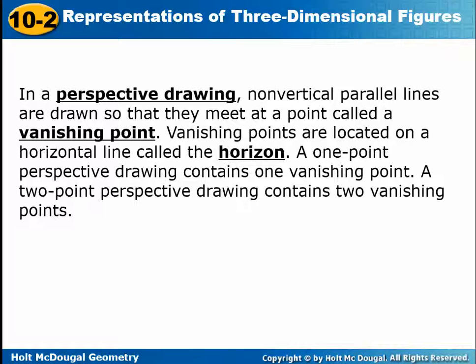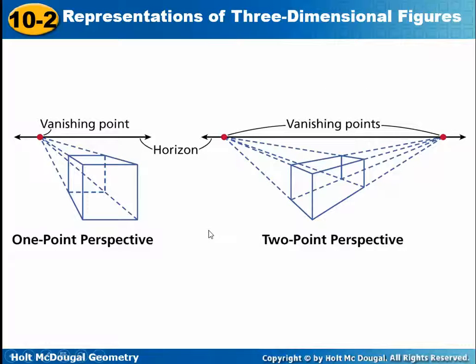Perspective drawing, you may have learned about this in art class. Non-vertical parallel lines are drawn so that they meet at a point called a vanishing point. Vanishing points are located on a horizontal line called the horizon. You can either have a one-point perspective drawing where there's one vanishing point or a two-point perspective drawing containing two vanishing points. This is how that would look different for these rectangular prisms from either one vanishing point or two vanishing points.